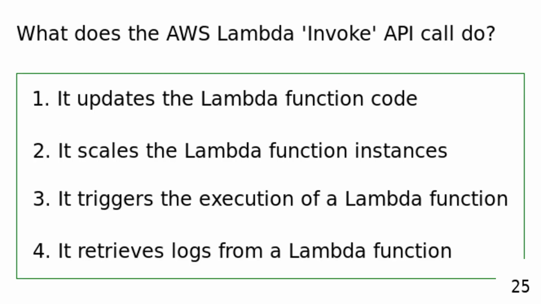What does the AWS Lambda invoke API call do? It updates the Lambda function code. It scales the Lambda function instances. It triggers the execution of a Lambda function. It retrieves logs from a Lambda function.